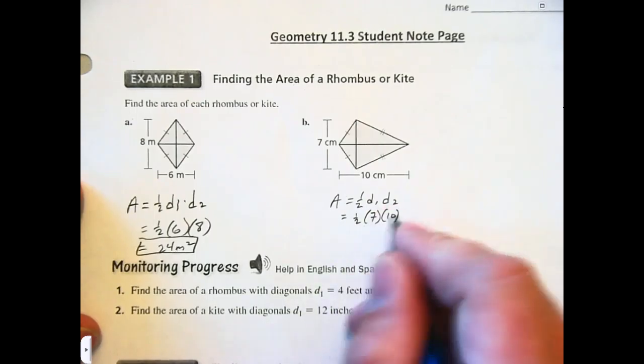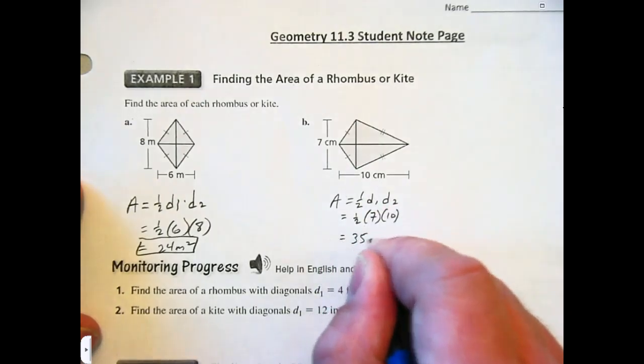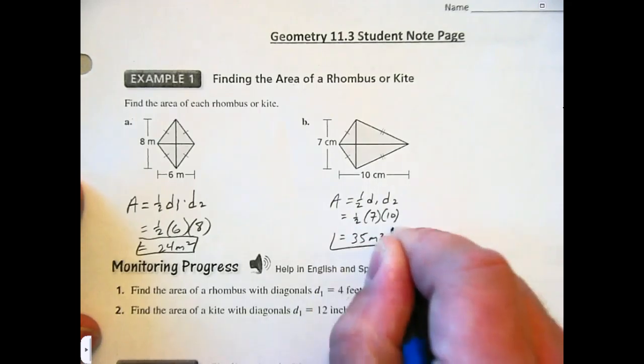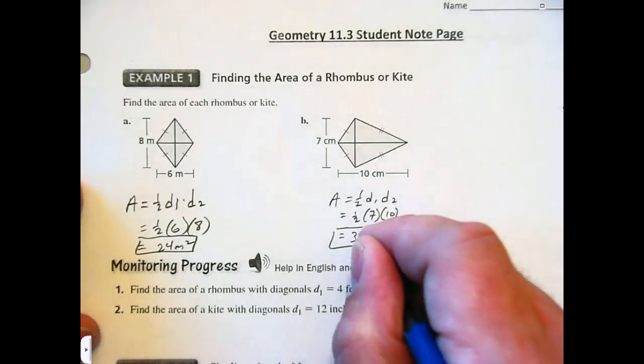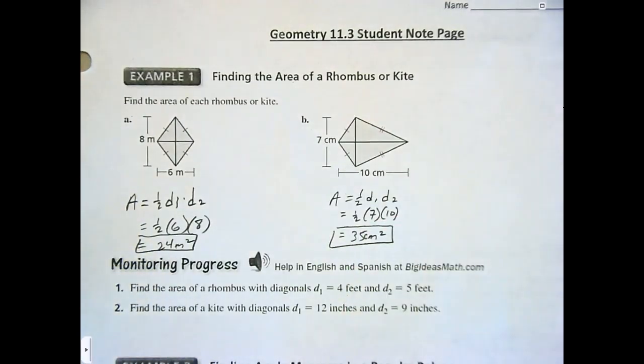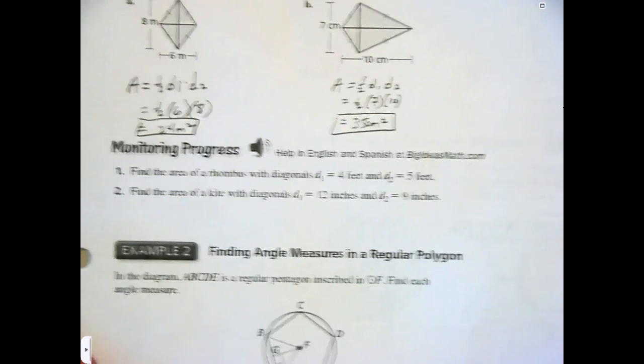Okay, half of 10 is 5. 5 times 7 is 35. All right. Oops, that's centimeters. Okay. If you need more practice on those, I've included the monitoring progress there. You can do those, but I'm not going to cruise through those.